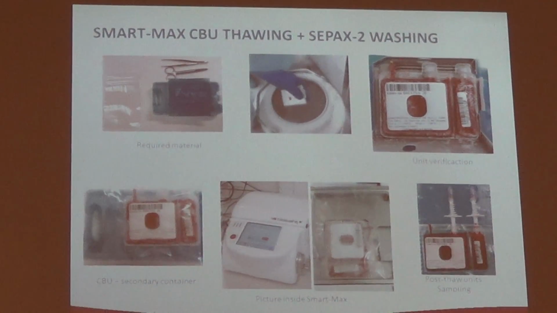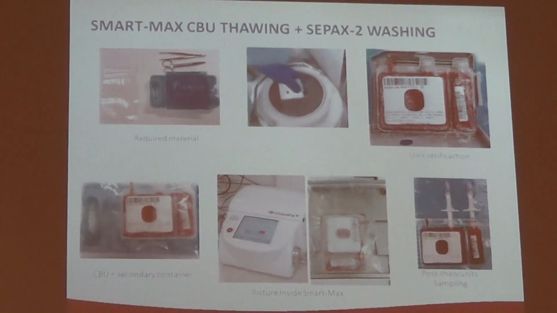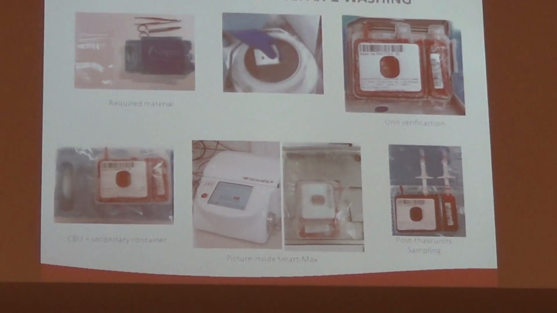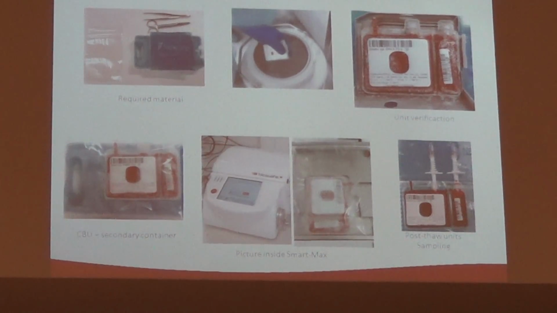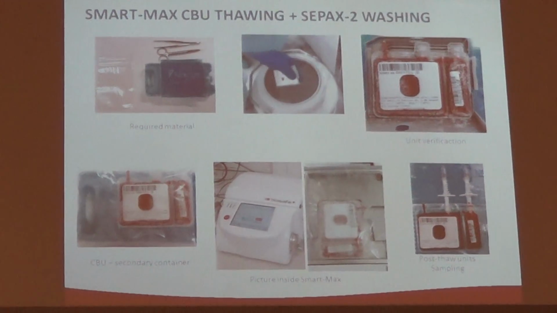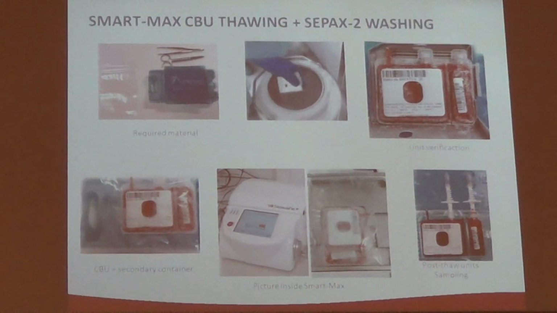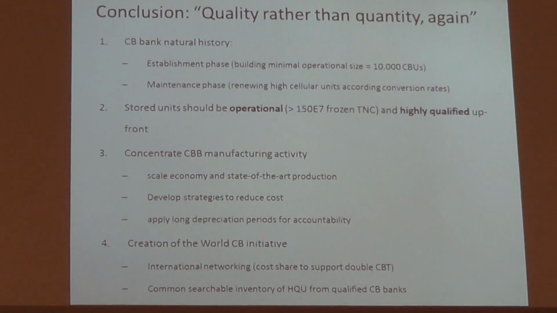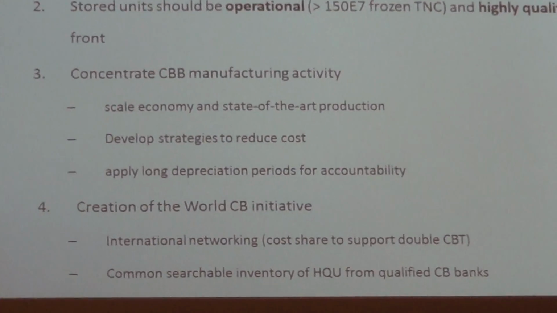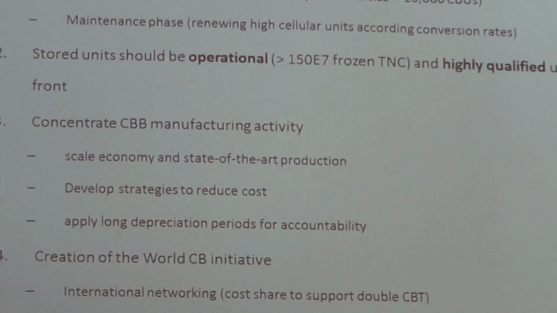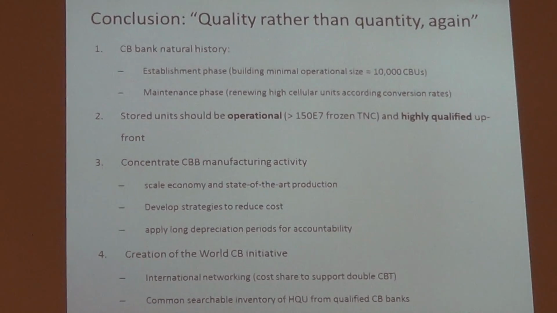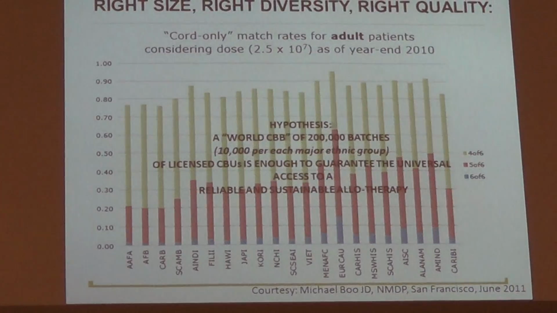And also it's important to establish the way you do the thawing. We have developed automatic methods for thawing the cord blood units in order to also make all the system very much controlled, because it is essential for guaranteeing the outcome of the transplantation. So, in conclusion, quality rather than quantity again, and to help the clinical teams for having better success.